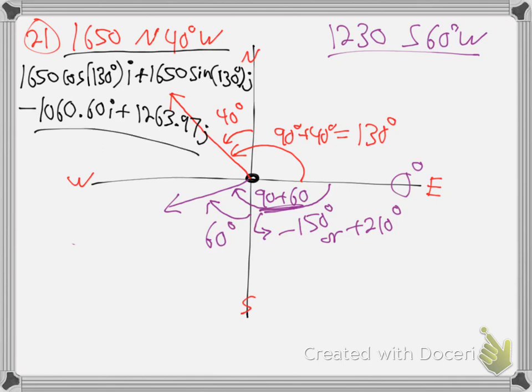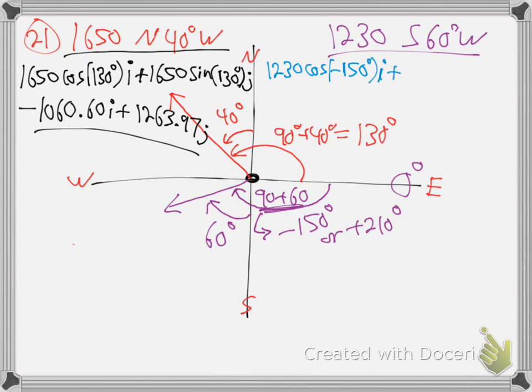I got that one. And then the other one is going to be 1230 cosine. I'm going to use the negative 150.